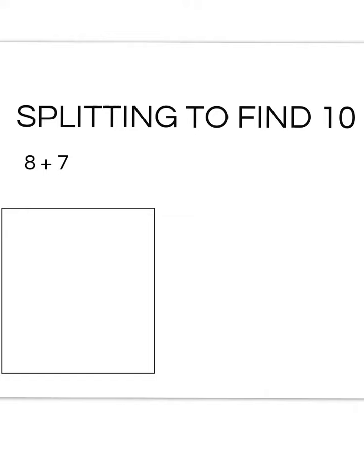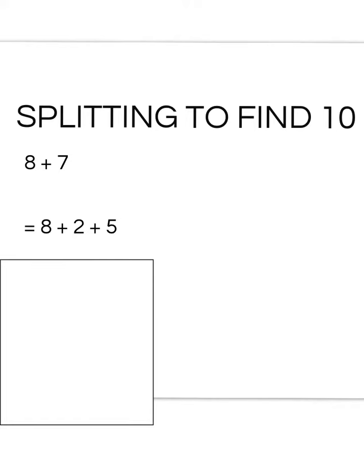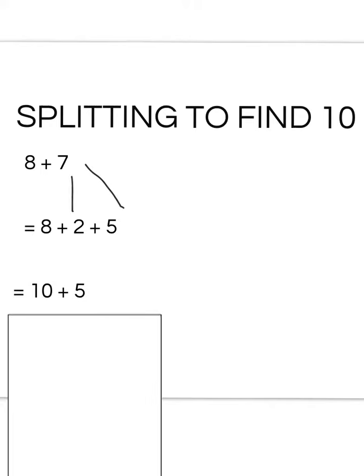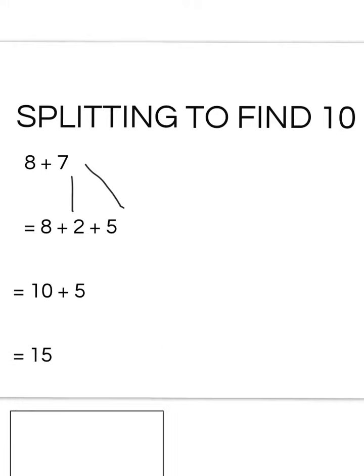So for example, they can add the first number and decompose the second number to easily create a 10 with the first and second number and add what's left over. So for example, for 8 plus 7, students can split the 7 into 2 and 5. They would choose 2 and 5 because they would know that 8 plus 2 easily makes 10. And then they'd add what's left over, which would give them a final answer of 15.